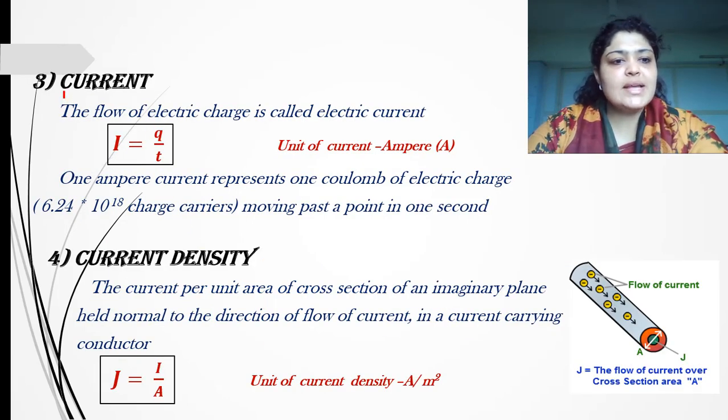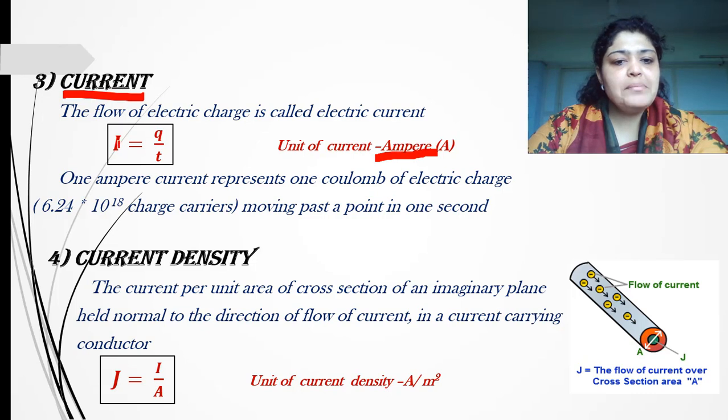Now let us discuss what the term current means. Current is basically flow of electric charge. You can also say flow of electrons, but there are some materials like semiconductors in which we have electric current due to holes as well. So we will define current as the flow of electric charge. You can say I is equal to Q by T, where Q is the charge and T is the time taken. So we define ampere as coulomb per second. So ampere is the unit of current.